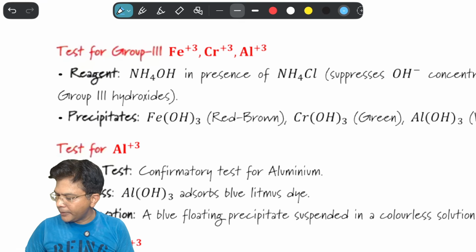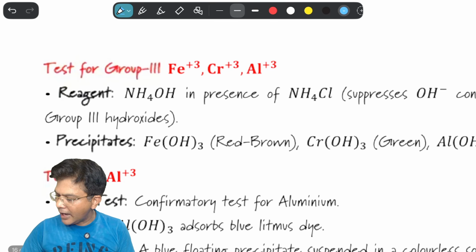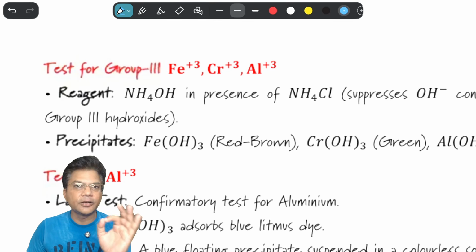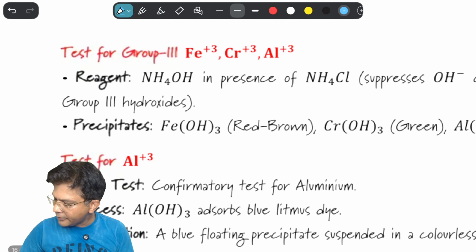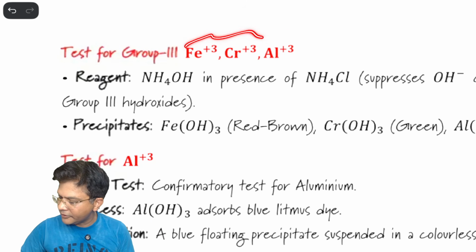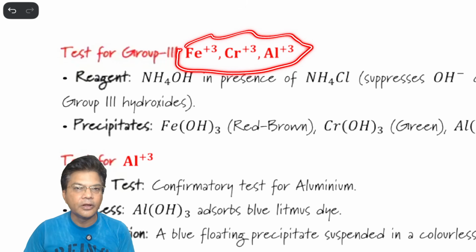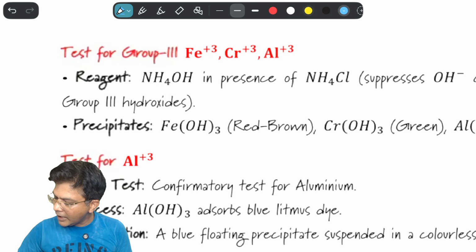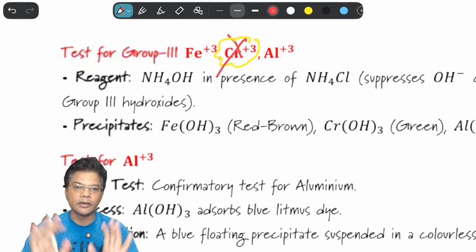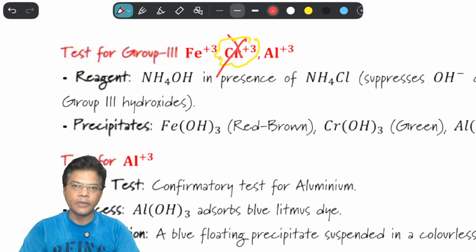Now, third group radicals. There are three radicals: iron, aluminium and chromium. Better to say plus charge. They are not metals, they are radicals. Radicals means having plus charge. All of them have 3 plus, but out of these three, two are in our syllabus. Chromium is not given by NTS, so cut. Iron and aluminium are in the syllabus.